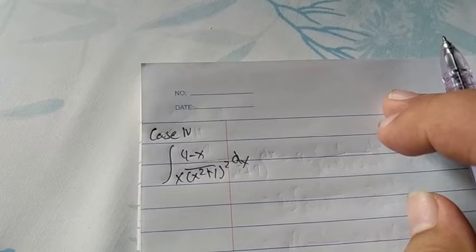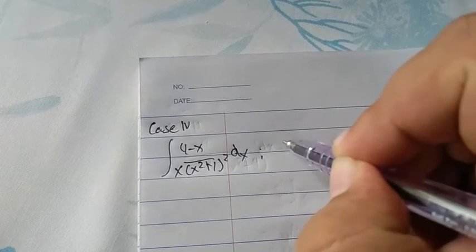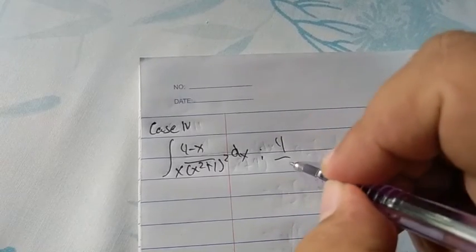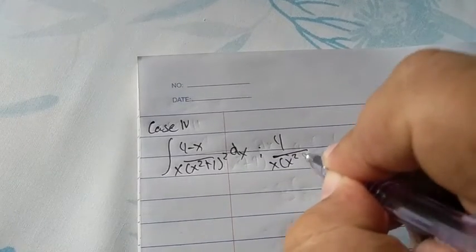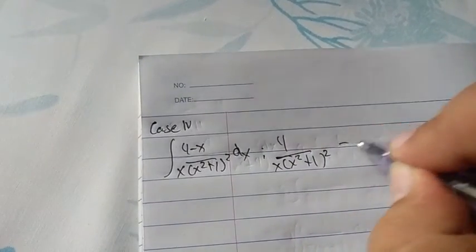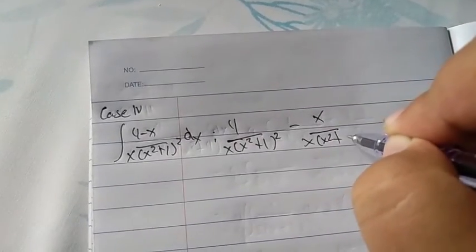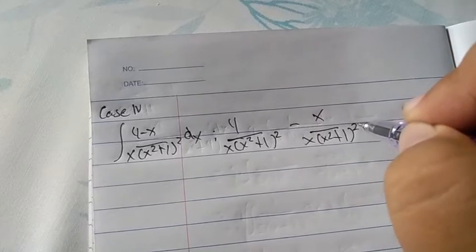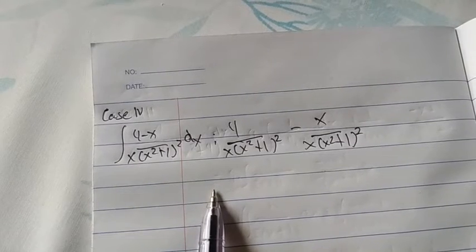So I have here case number 4. The first thing we're going to do is take the partial fraction. So it'll be 4 over x squared plus 1 times x, minus x over x squared plus 1 squared. Then after taking the partial fraction here, we're going to integrate and take the sum rule.